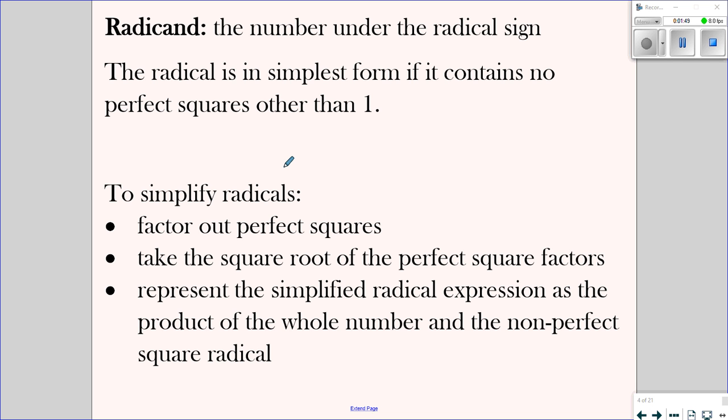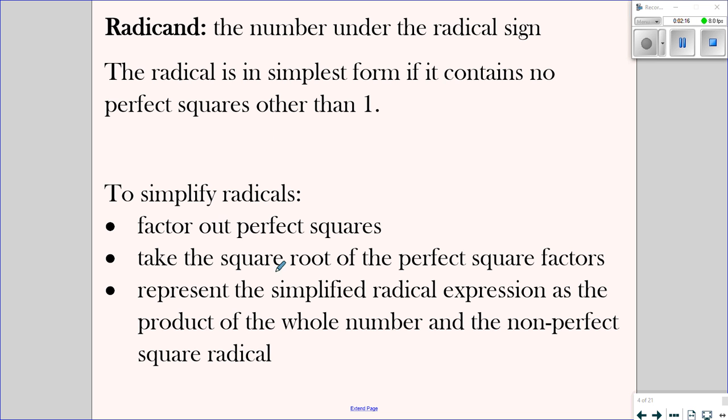Okay, so other terminology that you need to know: radicand. Radicand is the number under the radical sign. The radical is in its simplest form if it contains no perfect square other than 1. So the number underneath the radical, which is the radicand, is basically a number that has no perfect square. So it's a prime number.